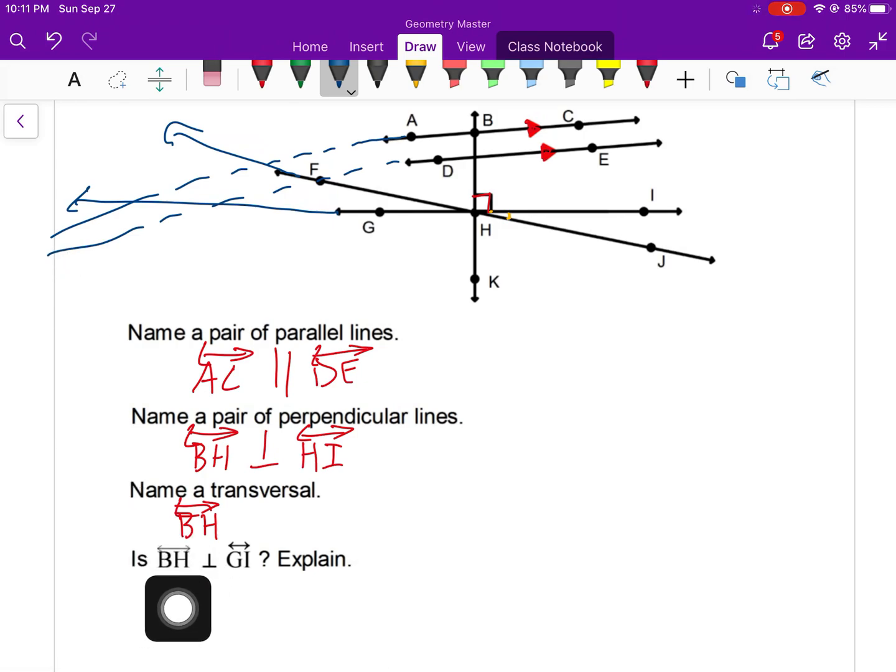Okay, now it says, is line BH perpendicular to line GI? BH, GI. I'm going to say yes. Why? Because of that right angle. This is the same thing we had right there. GI and HI are the same line. So why are they perpendicular? Because of the right angle.